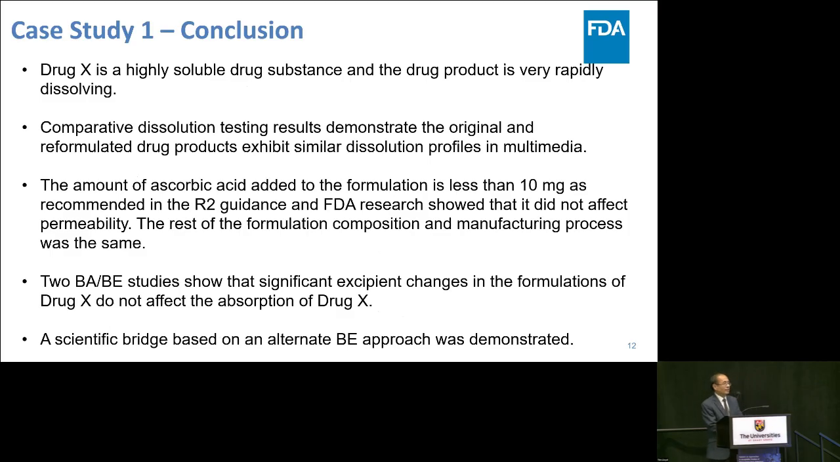So the conclusion for case study 1. Drug X is a highly soluble drug substance, and the drug product is very rapidly dissolving. Comparative dissolution testing results demonstrate the original and reformulated drug products exhibit a similar dissolution profile in multiple media. The amount of the ascorbic acid added to the formulation is less than 10 milligrams as recommended by our guidance. Also, FDA research shows that it didn't affect permeability.